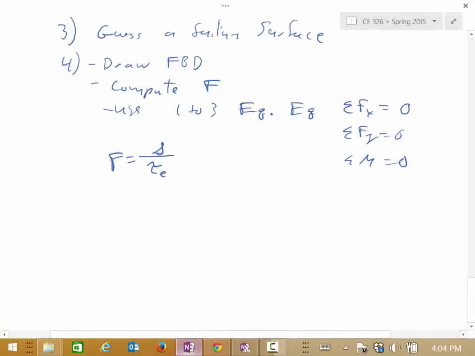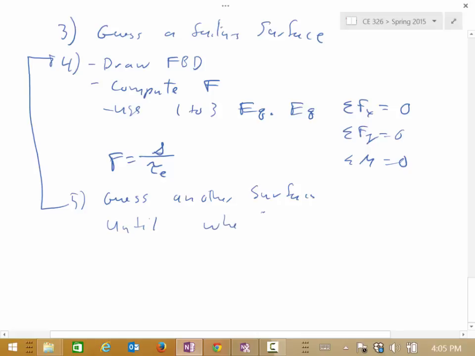No. Now we know the factor of safety on one particular surface, but now we're going to guess another surface. We're going to go back up here and do this until we have F min. And F min is the factor of safety we're going to use, right? So that's the process.